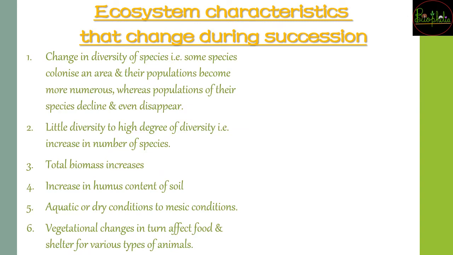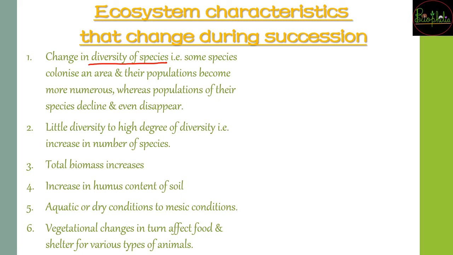The next we see is the ecosystem characters, or what changes occur during the succession. So common changes, whether it is a xerarch condition or a hydric condition: what is going to change? That is going to be the common points for both the types. First of all, there is going to be a change in diversity of species. As we have seen, itne sare types of communities hote hai, and as the community changes, the species are going to change. So their number is going to change, the population and everything is going to change as there is going to be succession seen on that area.